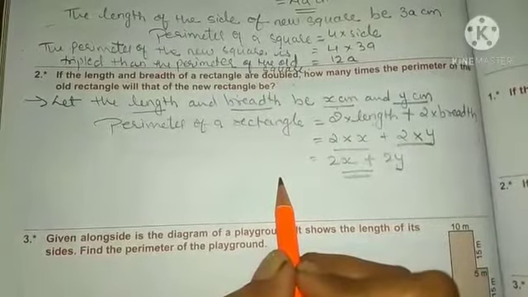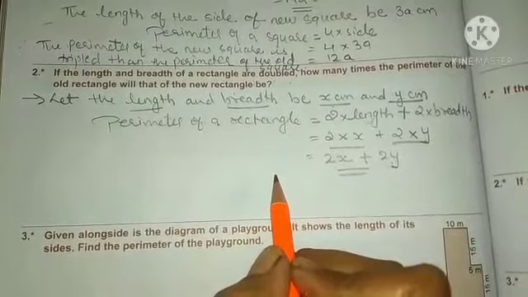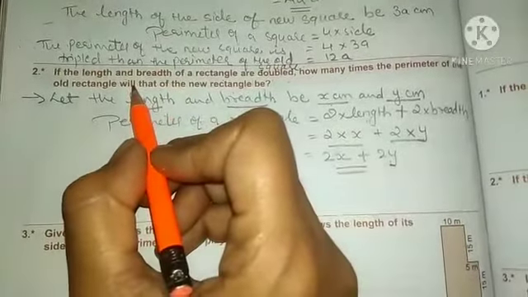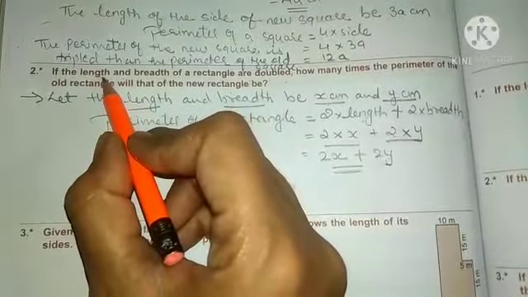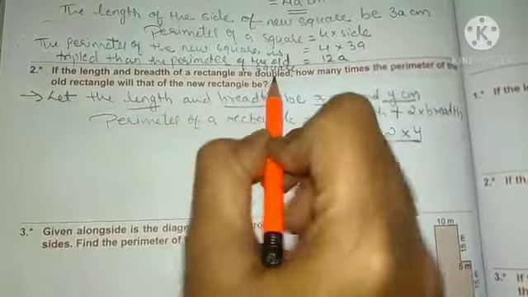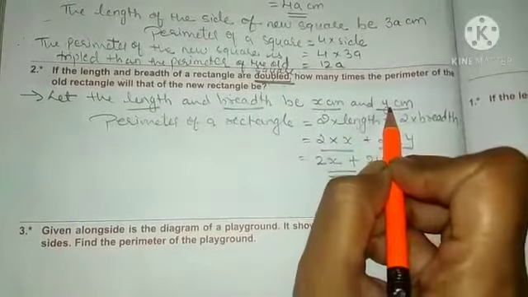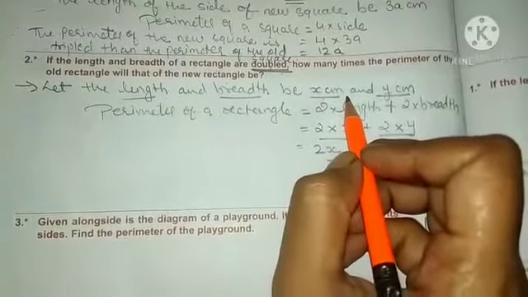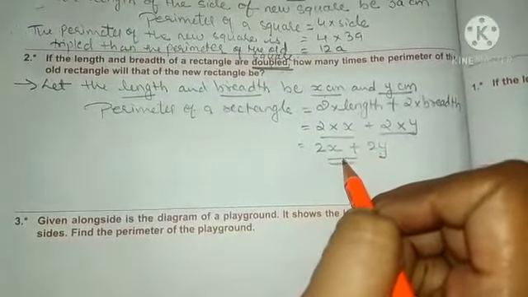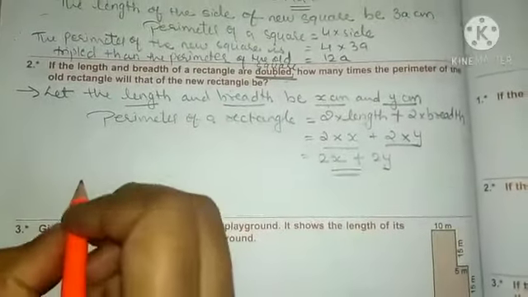Now further we have to find out the perimeter of the new rectangle. So how are you going to find it over here? Here again the length and breadth is not given for the new rectangle. So here only the information is given, that is, length and breadth of a rectangle are doubled. Clear everyone? So what we have taken as the length and breadth for the old rectangle, we have to take for the new rectangle. But how will you take it? You will take it double. Clear? So see how you will take.